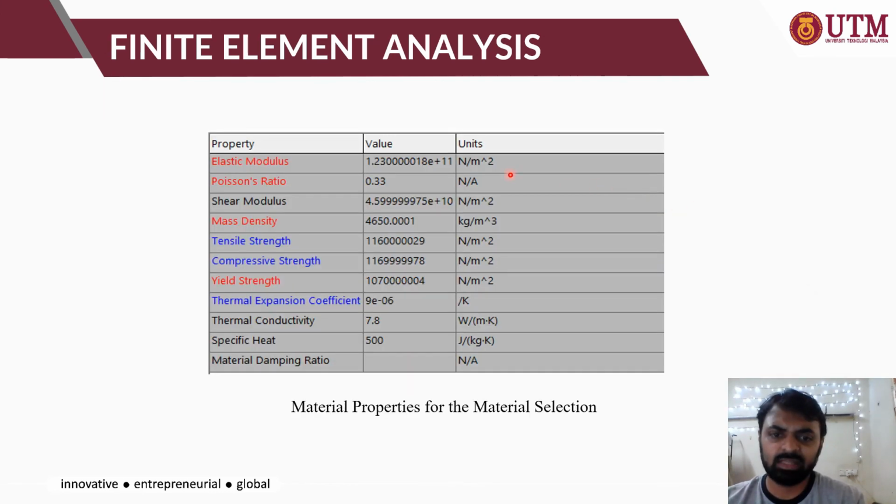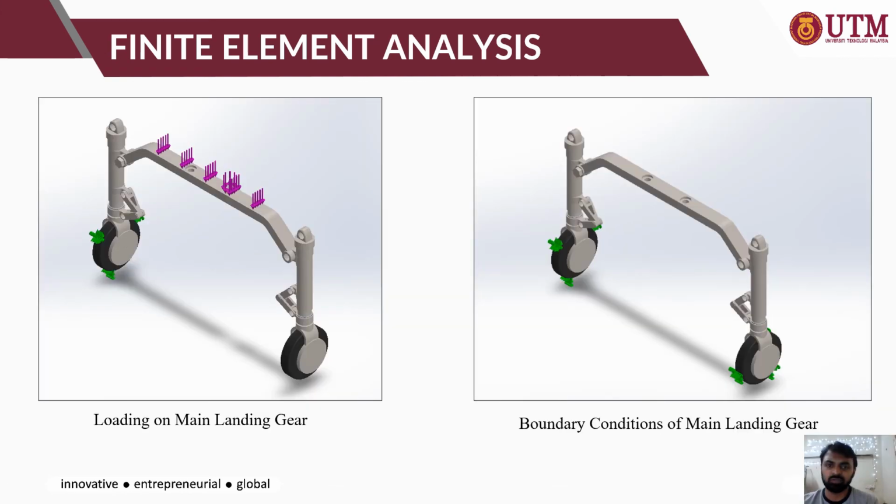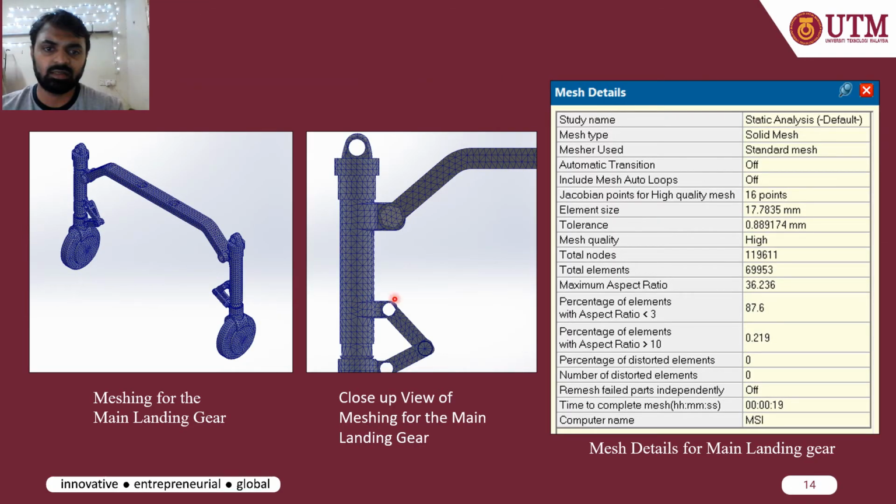For finite element analysis, we have to select a material. For our landing gear design, we are selecting aluminum alloy. These are the properties and values of the aluminum alloy, and the weight of the design aircraft is 460 Newton. The weight is considered as the only loading that will act on the landing gear. As you can see, the pink shows the weight on the landing gear.